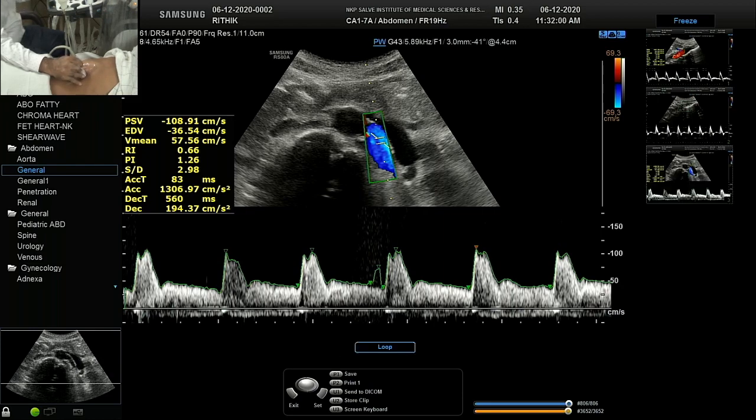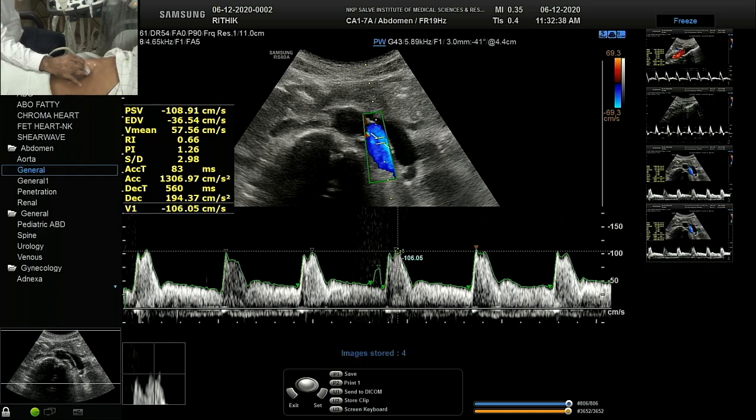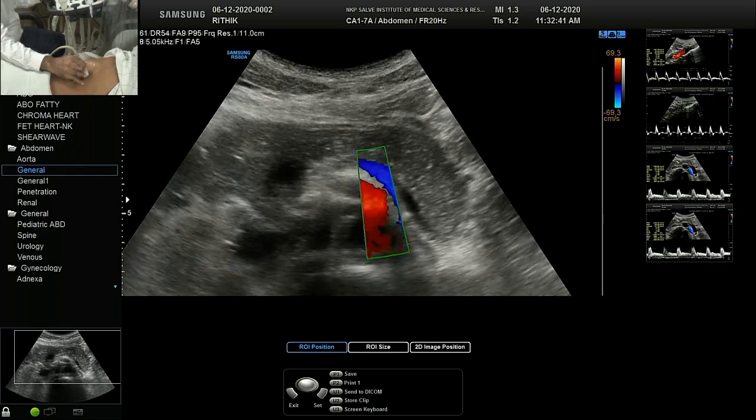So the question asked many times is, what should be the normal acceleration time? The acceleration time is from the beginning of the systole to this first systolic peak. This may be lower than the actual peak systolic velocity, this may be equal, this may be more, but we have to measure from this point to this point. That is the acceleration time, not from this point to this point. If you measure from this point to this point, many times you get a higher value, and that is not advisable. So remember, the acceleration time should be taken in that way.